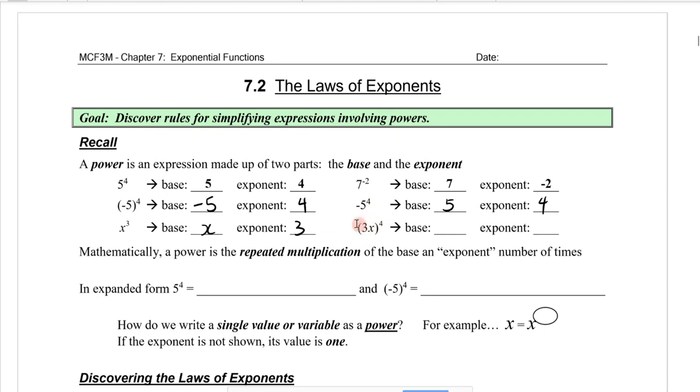And here the base is going to be 3x, because this exponent 4 is operating on what you see inside the brackets. So inside the brackets I have 3x. So 3x is my base, and the exponent is 4.